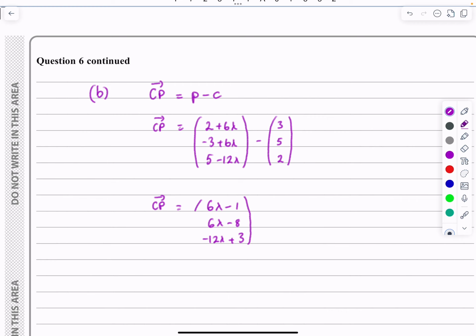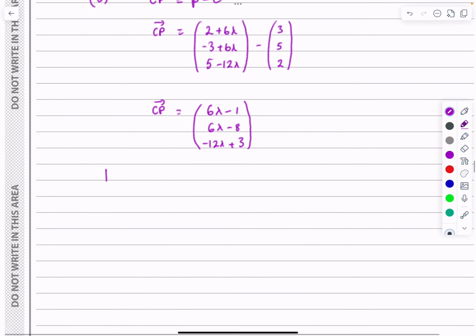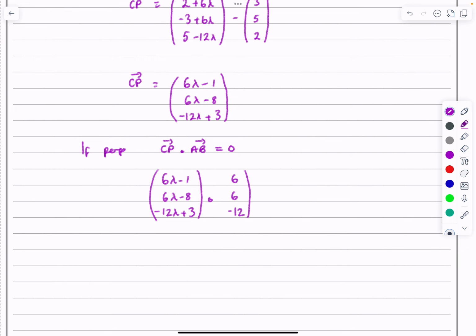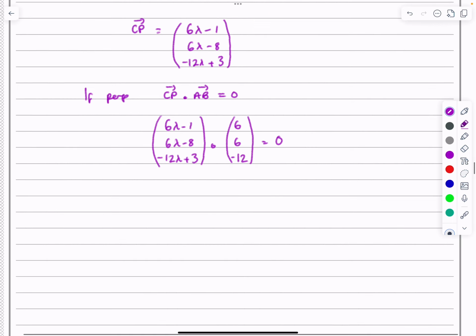Now what I know about CP then is if they're perpendicular, CP dotted with AB must equal 0. We use that a lot for the dot products. So 6 lambda minus 1, 6 lambda minus 8, minus 12 lambda plus 3, that dotted with AB, which we had previously, was 6, 6, minus 12. That's going to be equal to 0.